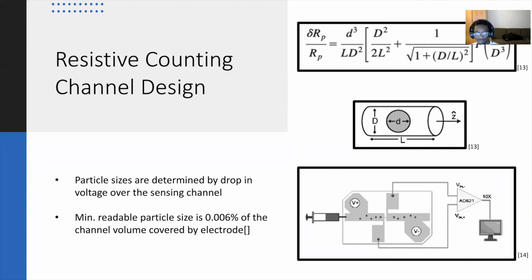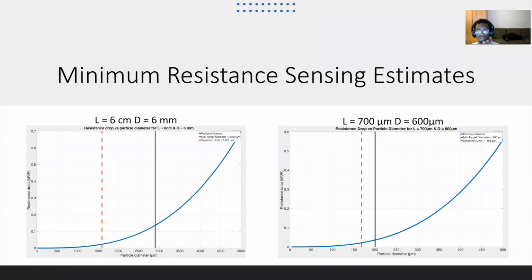resistance changes occur. This presents a graph for the minimum resistance estimate, showing us how we can use the equation we showed in the previous slides to model our channel sizes and our channel design. In the first case, you have a 6 centimeter length channel that has a 6 millimeter diameter. This graph, as you can see, allows us to determine particles up to a limit of 1,600 micrometers, which is 1.6 millimeters. But one target range that our researchers want is to sometimes detect particles above 2.9 millimeters.